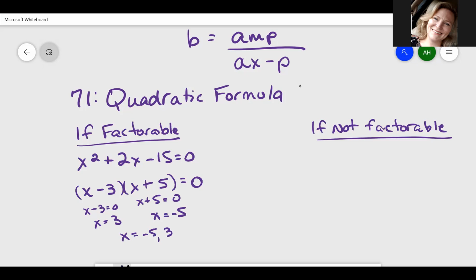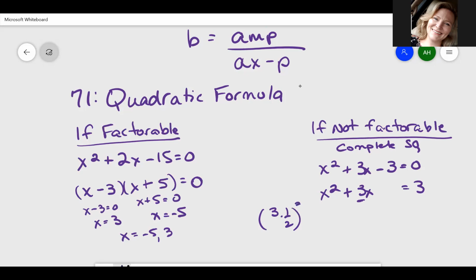Easy. If it's something that we cannot factor, that's when we're going to complete the square. So here, if I have x squared plus 3x minus 3 equals 0, I can't factor it. So I'm going to take x squared plus 3x, and move that 3 to the other side. And I've got this blank space. Remember, I'm going to take that 3 from the middle, multiply it by 1/2, and square it. That's going to give me 9/4.